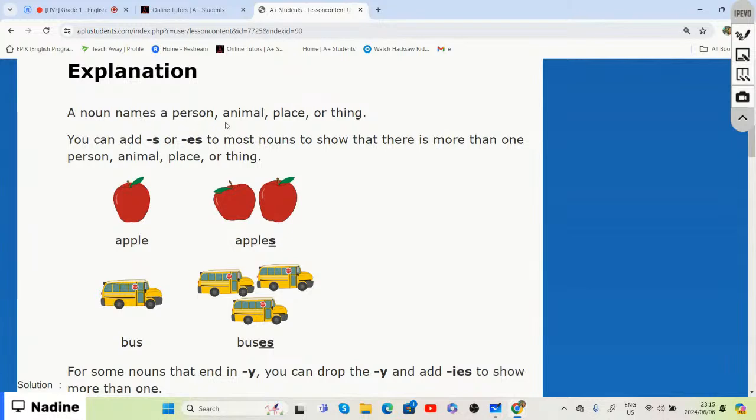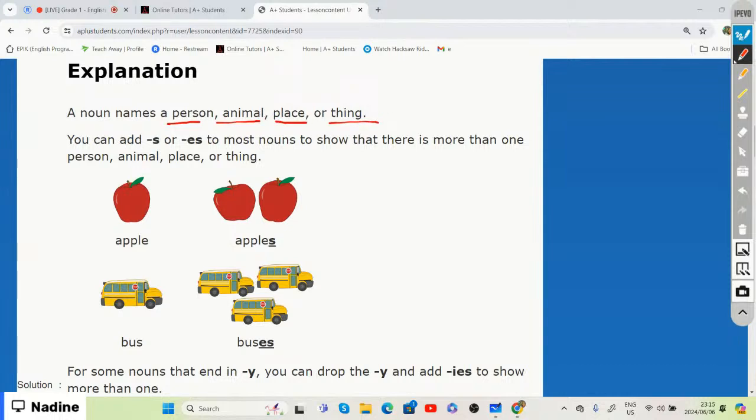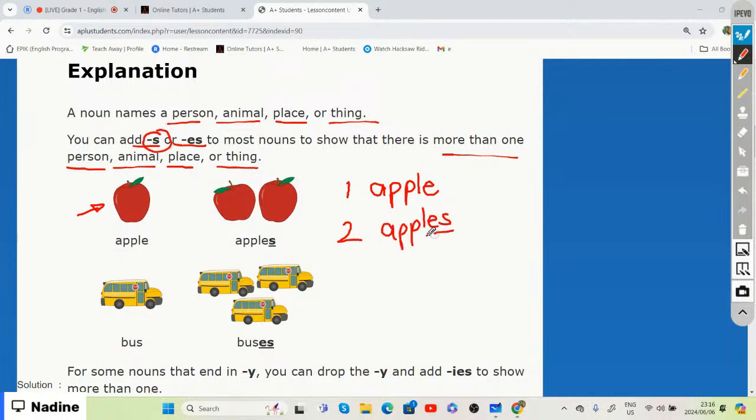So we see that a noun names a person, an animal, a place, or it even names a thing, right? And you can add either S, ES, or IES to most nouns to show that there is more than one person, more than one animal, place, or thing. We made an example of apples. Here we have one apple, but if we want to make mention of more than one apple, a plural noun, then we say one apple, but then one, two apples. All we did was add an S to show that there is more than one apple.